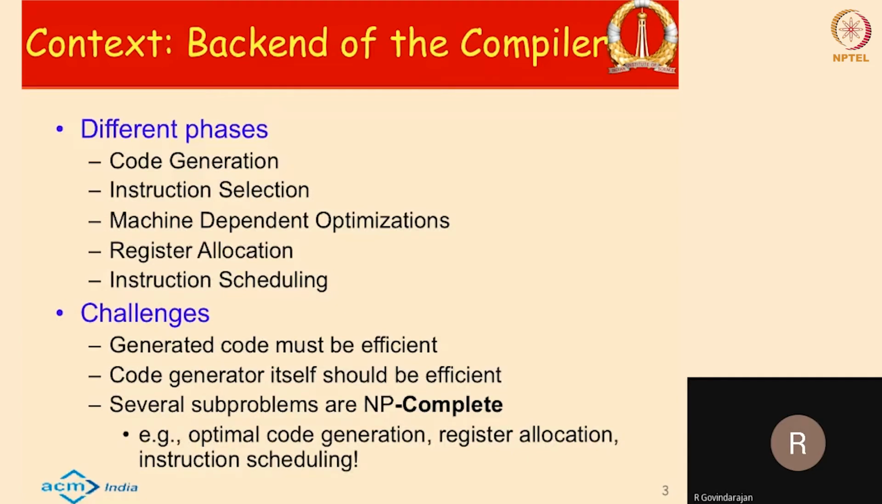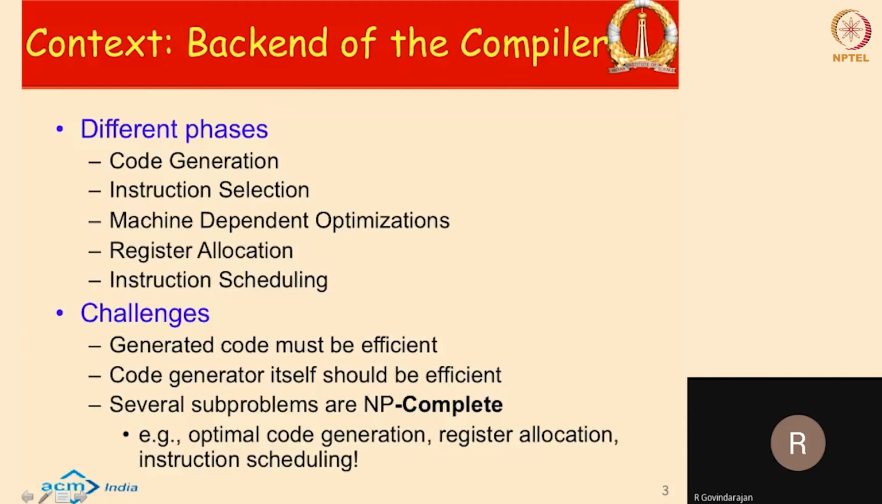Why is this interesting, right? Almost all of the problems that we talk about in the back end of the compiler are very interesting and very challenging, in the sense that you want to generate efficient code, and you also want to generate it in an efficient way. The code generator itself has to be fast. And unfortunately, many of these problems, whether it is the problem of generating the optimal code, or the problem of doing optimal register allocation, or the problem of optimal instruction scheduling, fall under this broad category of NP-complete problems.